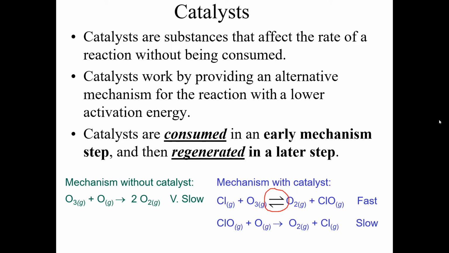This is a very, very slow process. However, in the presence of a catalyst, we see a two-step mechanism that makes the reaction faster. By the way, I've circled a symbol here, a double arrow that you may or may not have seen before. This represents a reversible reaction. It's a reaction that can go in both ways.